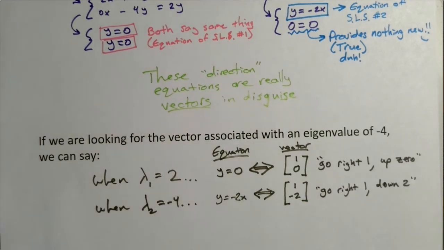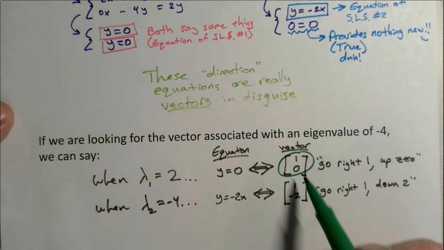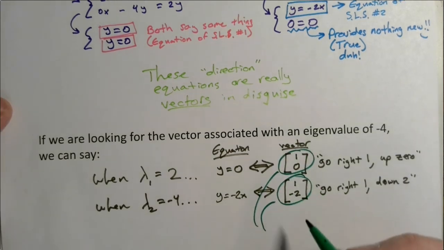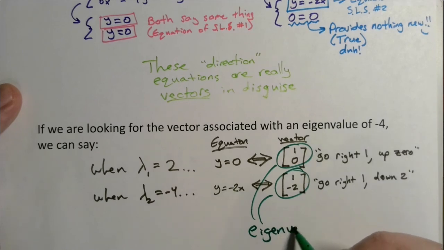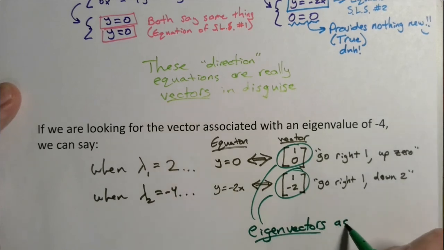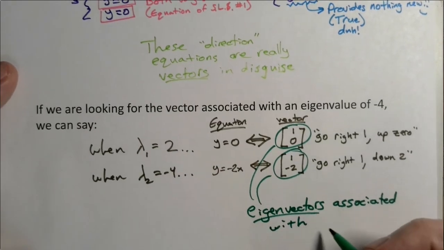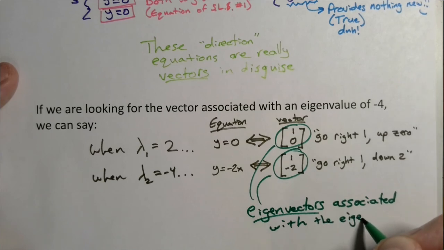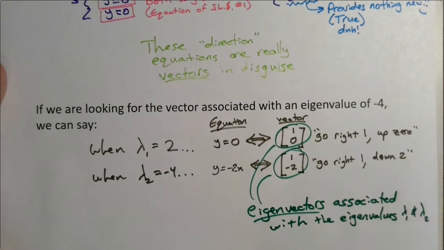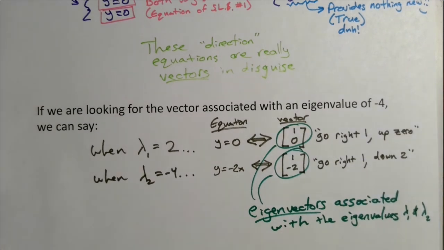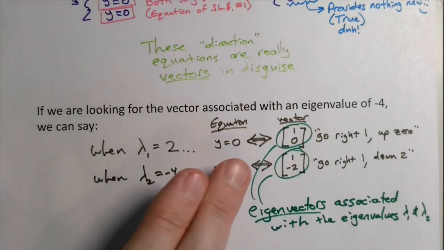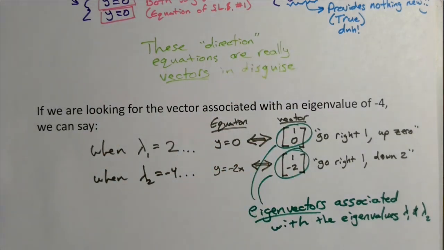And it turns out that these things have a special name. Those two are called the eigenvectors associated with the eigenvalues lambda 1 and lambda 2. So if you can find the equations using this, then you can find the eigenvectors, right? Okay, so this is coming together nicely.